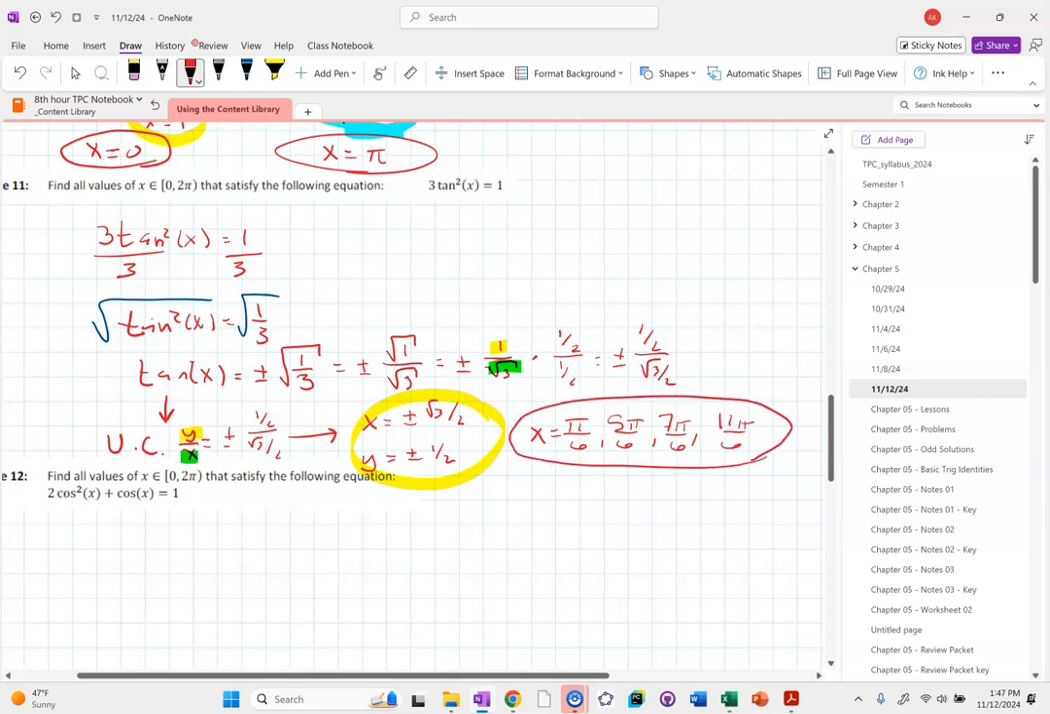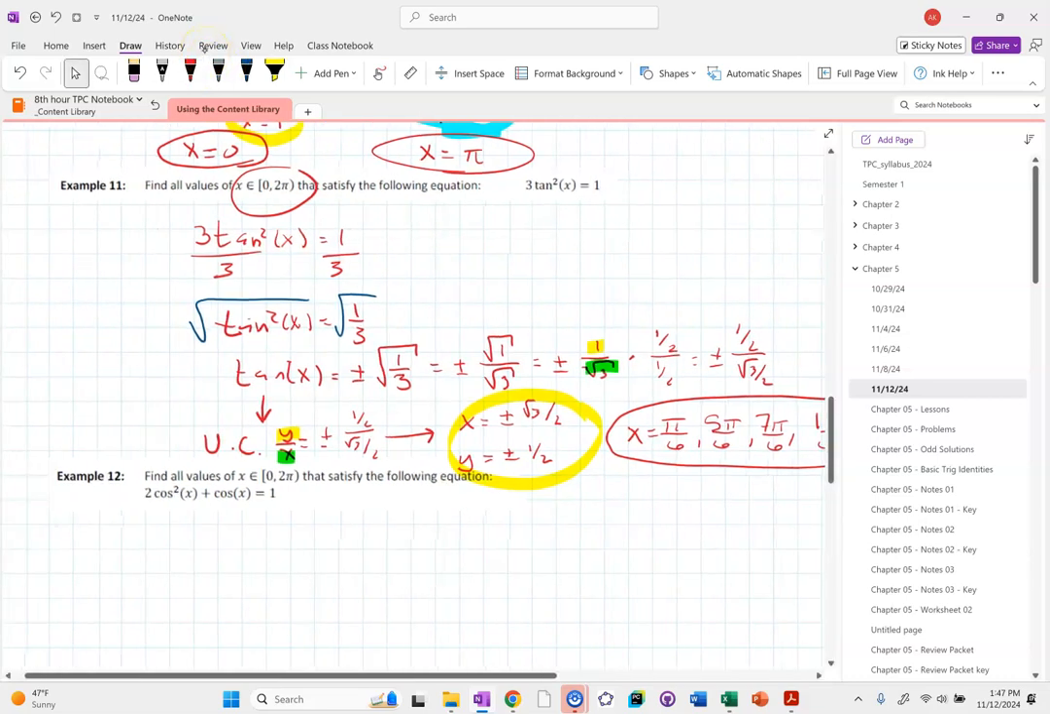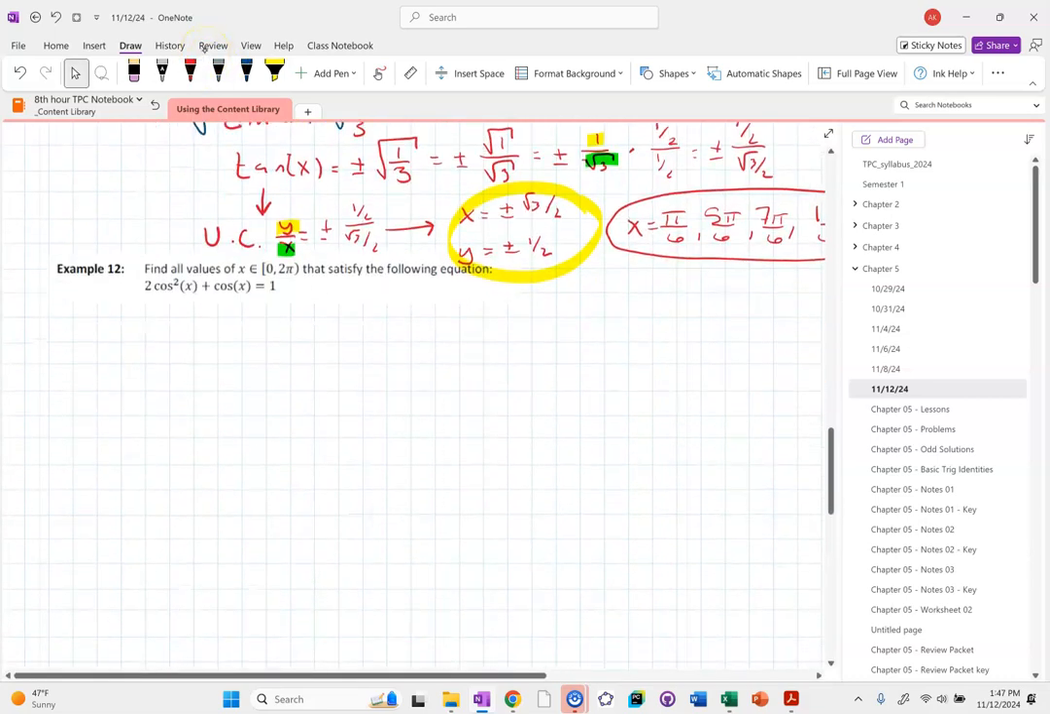And again, I know I only have to look at the unit circle here because the interval I'm solving over is just 0 to 2 pi. It's the unit circle, right? All right, let's take a look at the next one here.